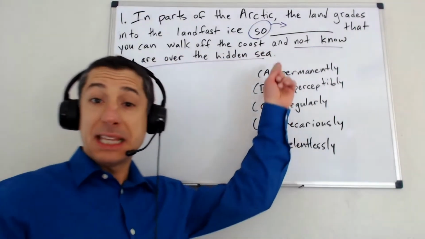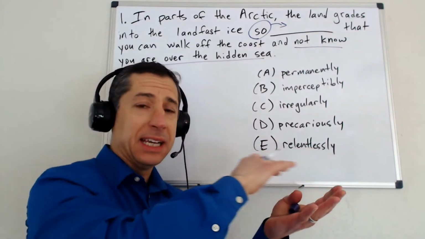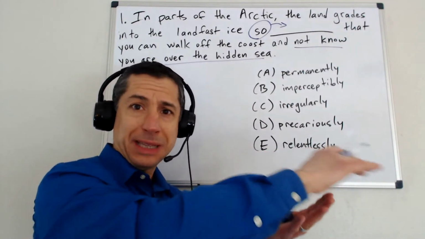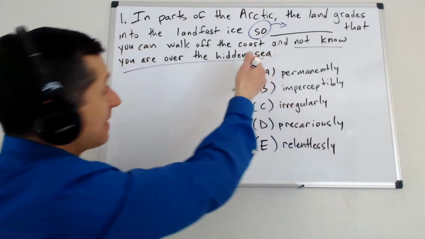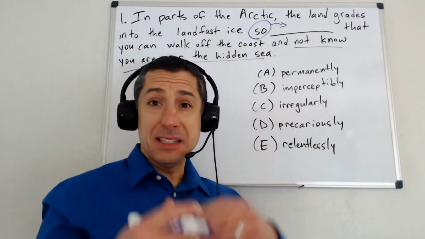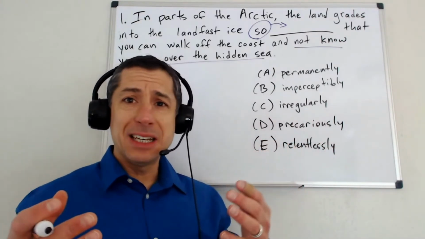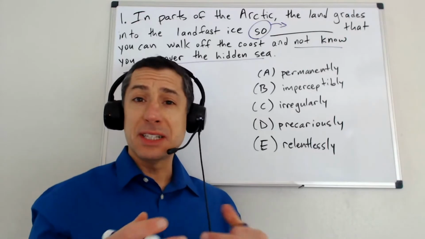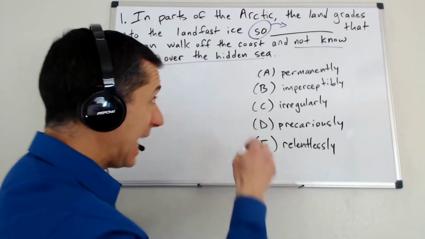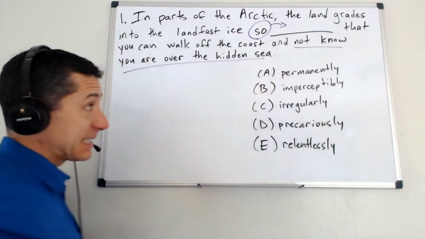So we need something there that's going to support the idea that the land is going to grade in such a way that we don't even know that we've switched from land to sea. So maybe this is something that it grades into land-fast ice, so in a way that's so deceptive or hidden, or it's something that you can't notice, or it's unnoticeable, something like that, so that you're clueless that you're walking out over the ocean, or over the sea in this case.